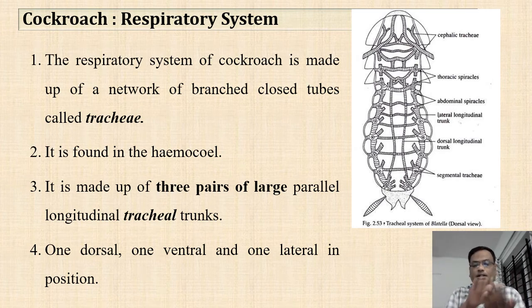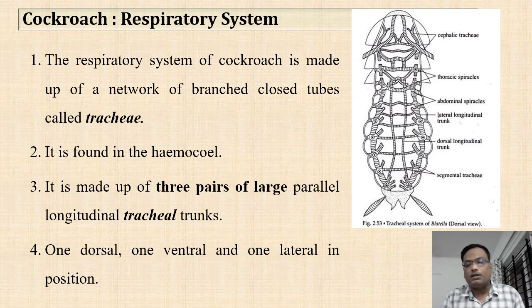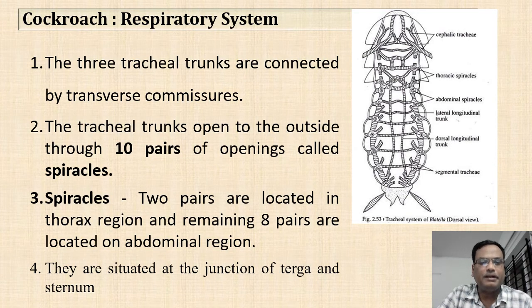You just imagine the cockroach having one large trunk running from head to the last part of the abdomen on the dorsal side and another pair of tracheal trunks running on the ventral side and another pair, the third pair on the lateral side. So like this, the tracheal system is made up of three longitudinal tracheal trunks. Three main tracheal trunks, one dorsal, one ventral and one lateral tracheal trunks.